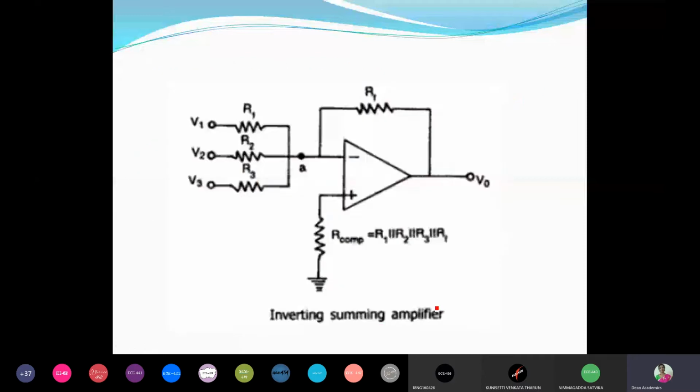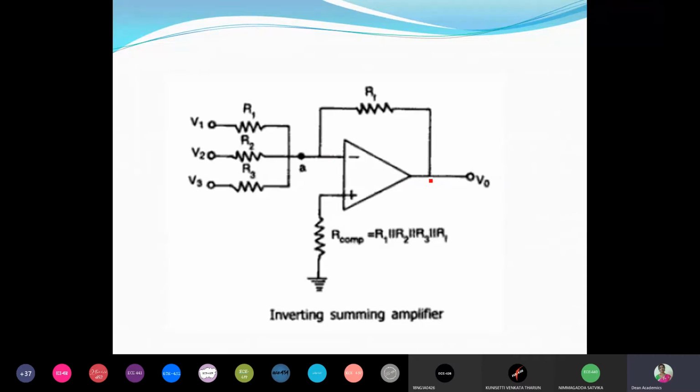Now let us see, this is the inverting summing amplifier. Just some compensation resistance, a small resistance. We need not do any analysis for this. You just treat it as ground. Some small compensation resistance we are connecting at the non-inverting input terminal. At the inverting input terminal, as I have mentioned just now, there are three inputs: V1 through some resistance R1, V2 through some resistance R2, V3 through some resistance R3. So three input voltages we are giving to the inverting input terminal of the op amp.